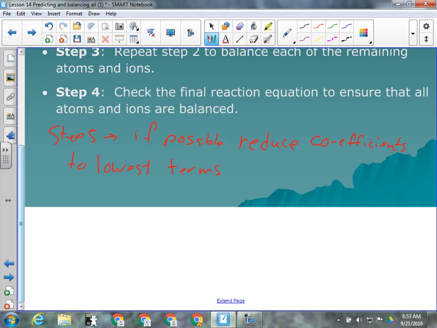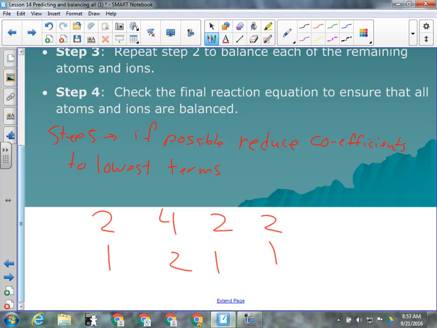So if I end up with a reaction that's balanced with 2, 4, 2, 2, should I leave it that way? No, I can reduce all of those. All of those can be divided by 2, and I would balance that then as 1, 2, 1, 1. I should always reduce down to the lowest terms.